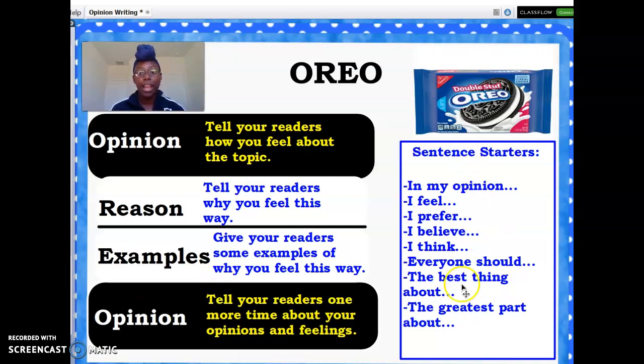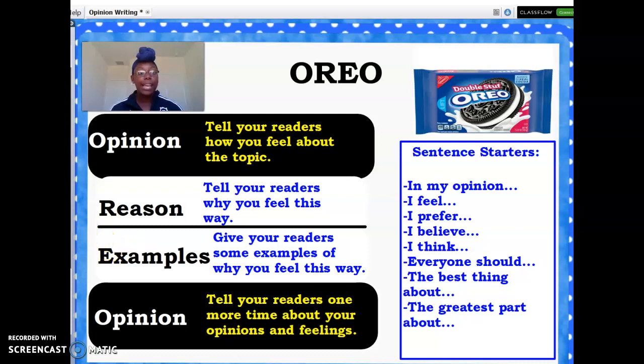Now on the side right here, I have some sentence starters. Whenever you think about your opinion writing, you have some sentence starters. So if you hear some opinion that starts with, in my opinion, I feel, I prefer, I believe, I think, everyone should, the best thing about, the greatest part about, those are all sentence starters, and if you see them, then you know this is opinion writing.